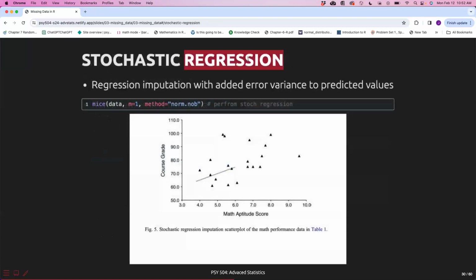As an improvement over this, we use stochastic regression, which adds variance to the predicted values. We can see here now that the predicted missing values don't fall on the line anymore. There's been error added to them, so they're further away from the line. This adds some uncertainty to the imputed values. If we wanted to perform this type of imputation, we can use the method norm.nob from the mice package to perform the stochastic regression.